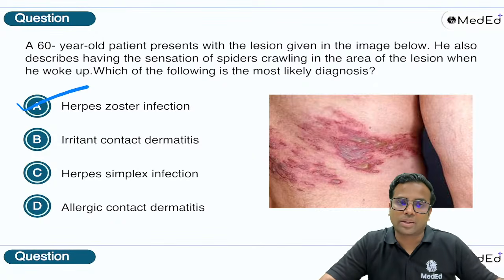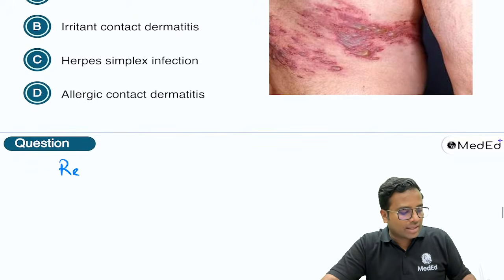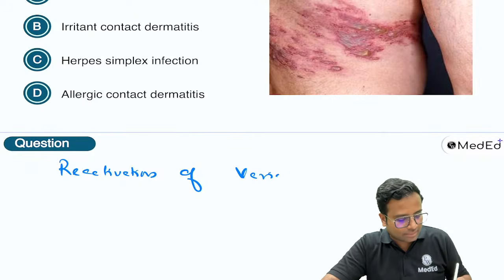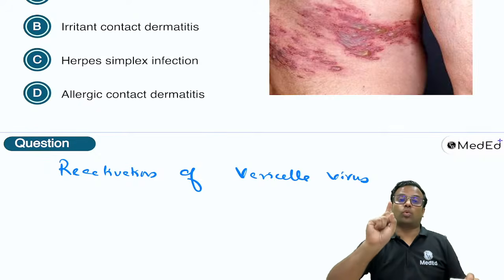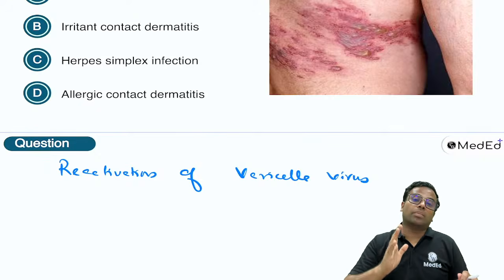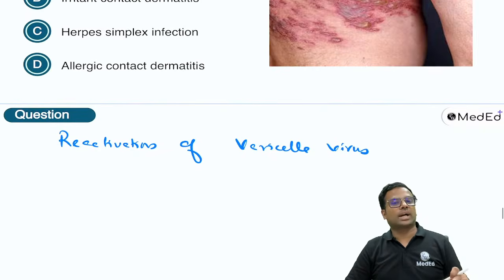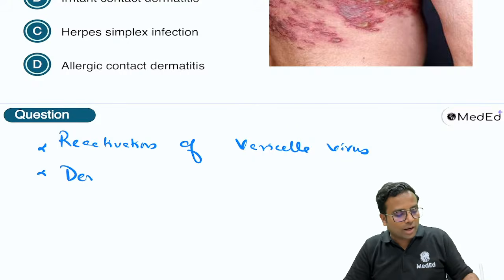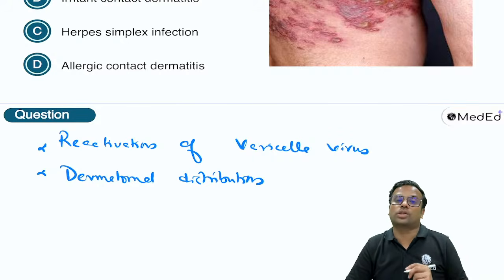So herpes zoster infection is usually because of reactivation of the varicella virus. Today during our discussion, we already discussed one condition where there will be a dermatomal distribution, which will not cross the midline. What was that? Segmental vitiligo. This is the second condition which is along a dermatomal distribution. It's called herpes zoster.